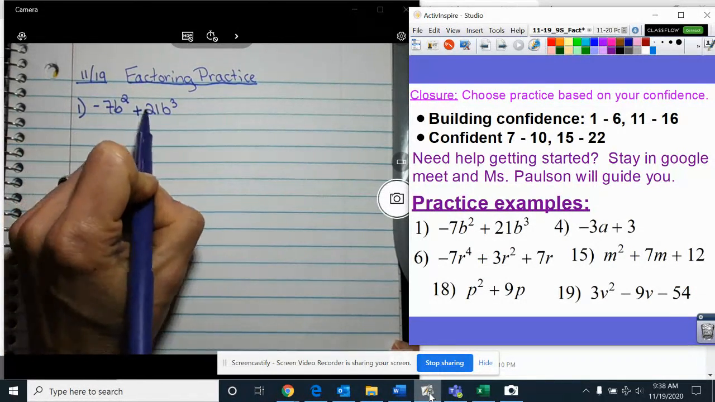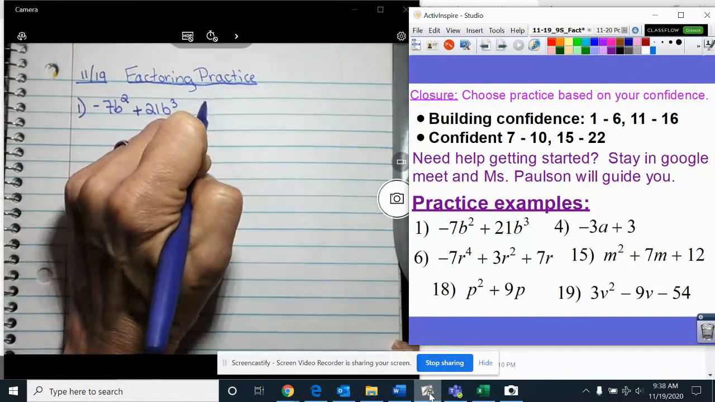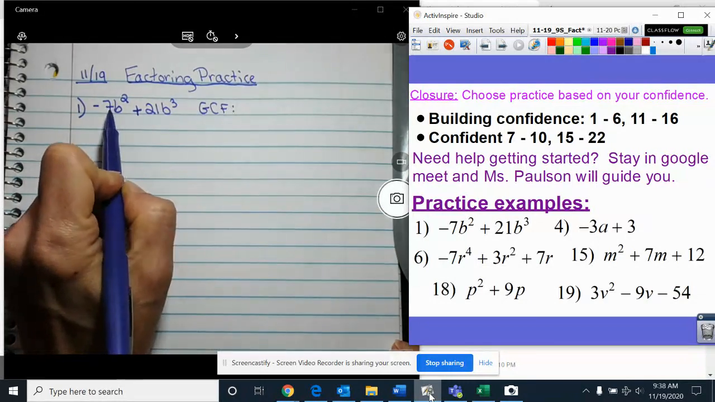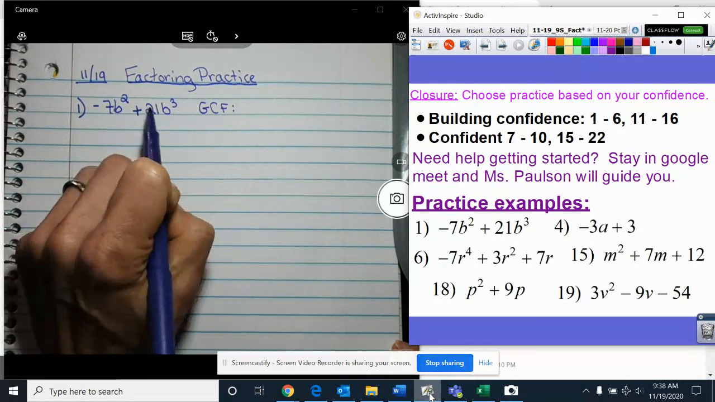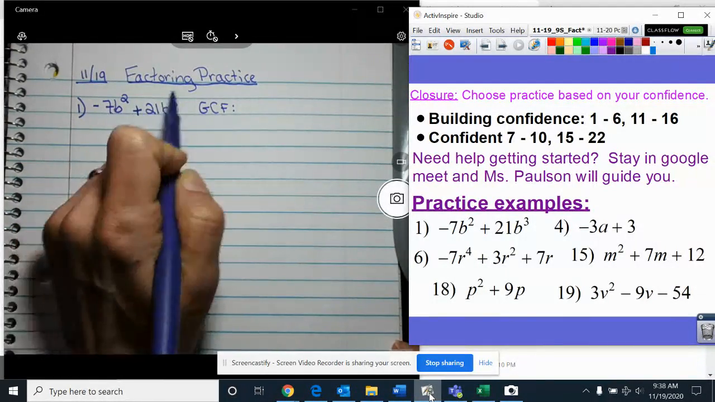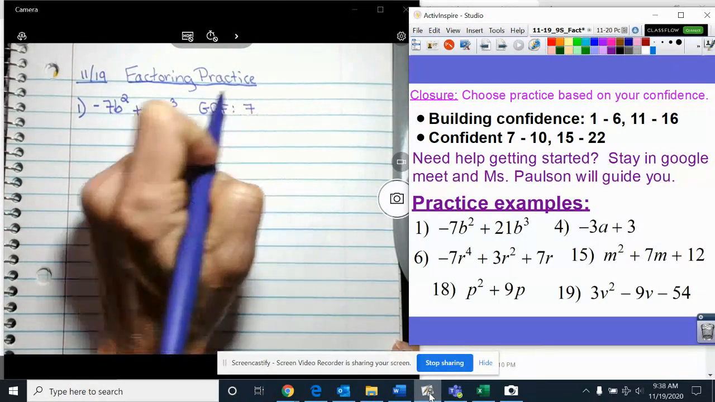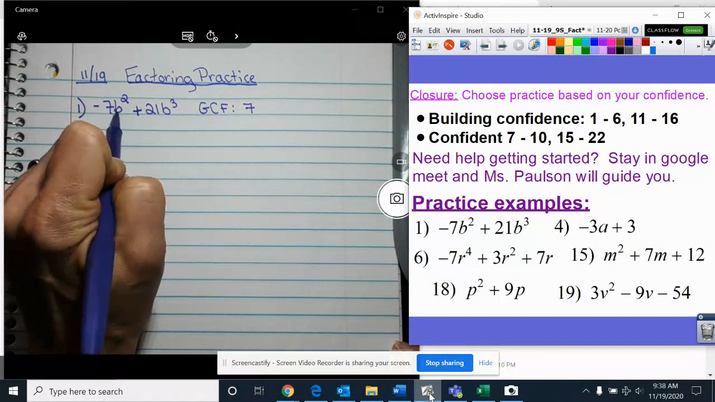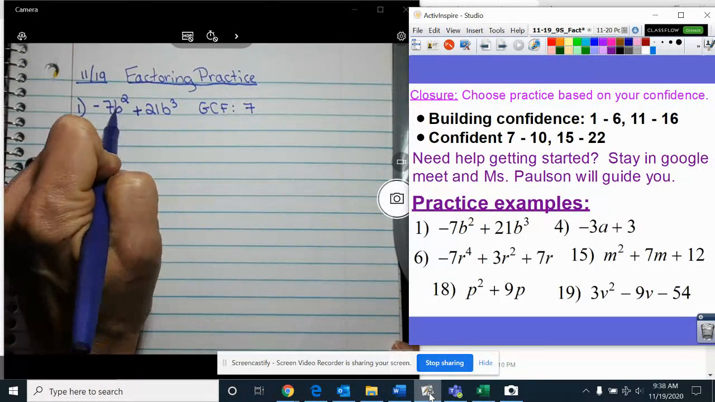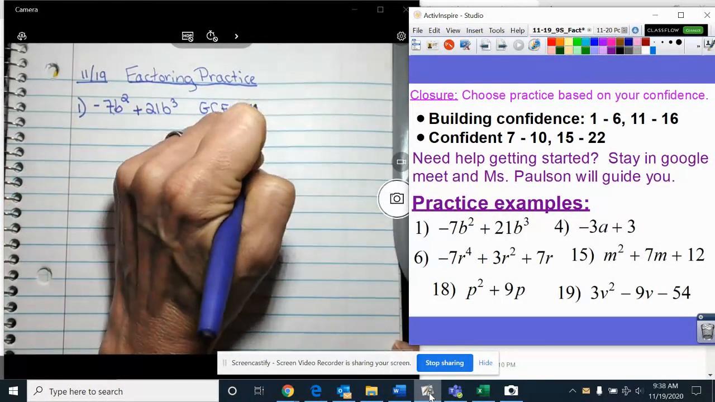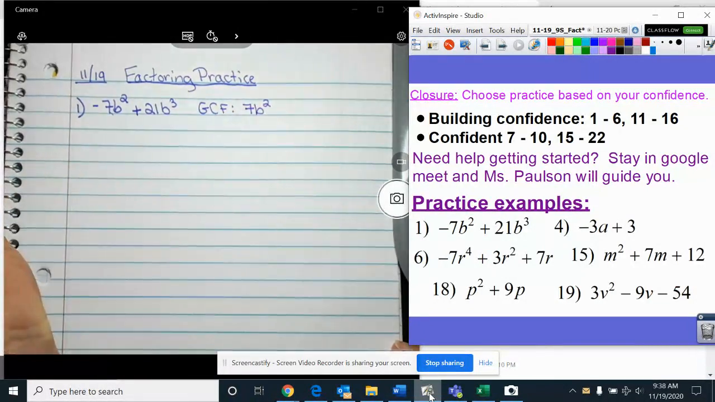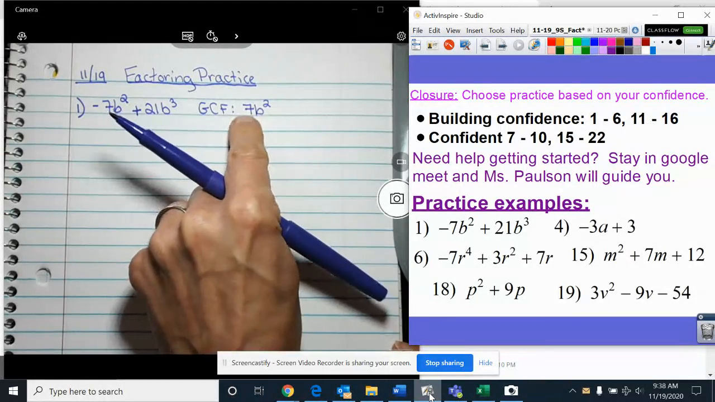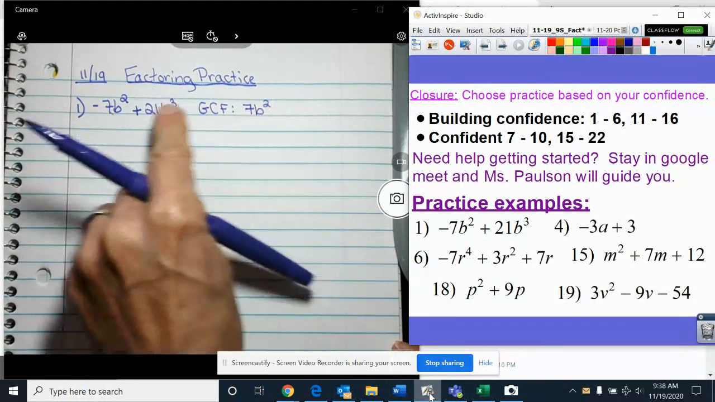Well, when I look at these two terms, a greatest common factor, first 7 is divisible to both these numbers. And notice they both have a b in their term. And the most b's that could be divided out of each term is b squared. So what we're going to do is divide out 7b squared from each term.